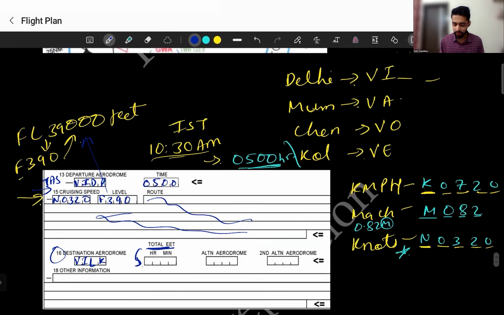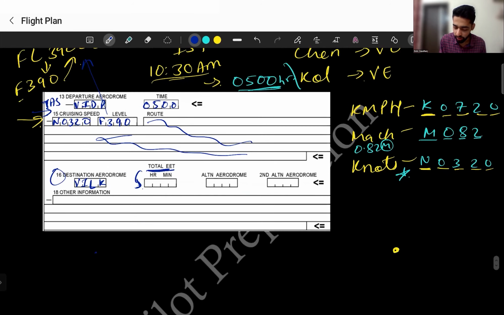So you can write here, because this trip is very small, it is not even 1 hour, I will write here 0 hour 40 minutes. Okay, this is my estimated elapsed time.